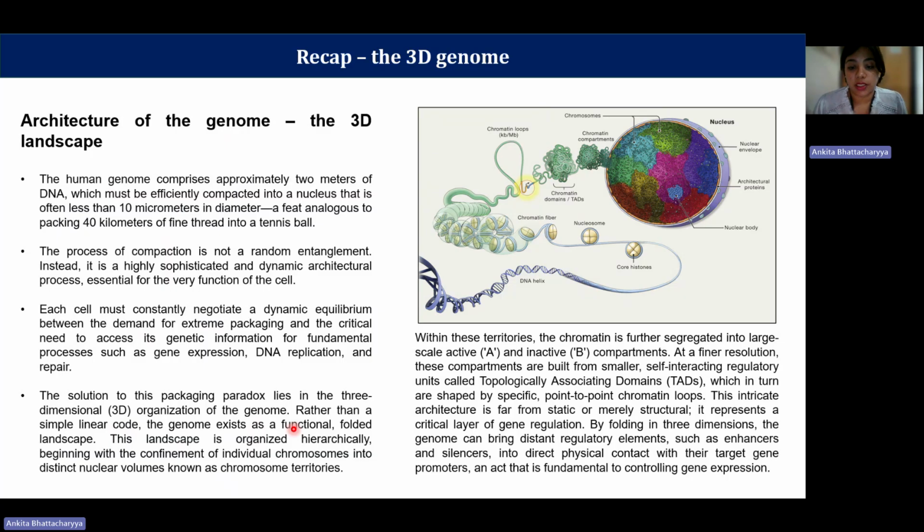This intricate architecture is not just structural, and it's not static in nature. It represents a critical layer of gene regulation. By folding in three dimensions, it brings very far away elements, which are usually regulatory in nature, close to each other. These include enhancers, silencers, etc., which come in direct physical contact with their target gene promoters, which is equivalent to controlling gene expression.